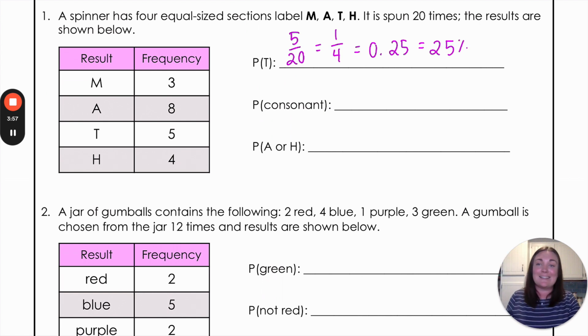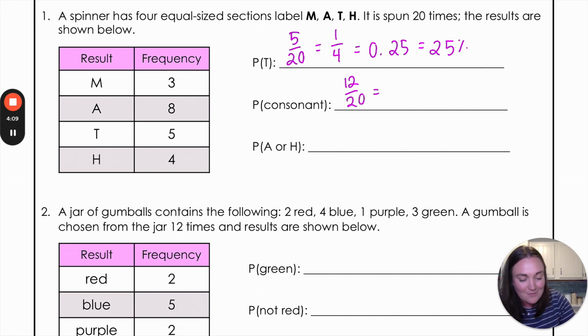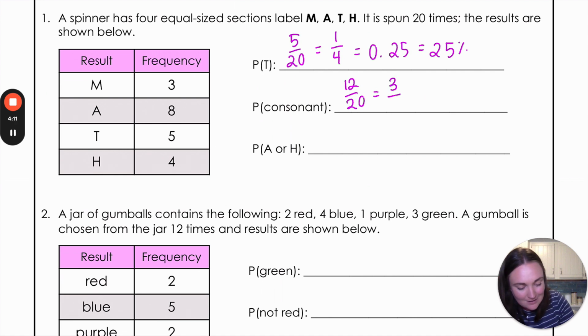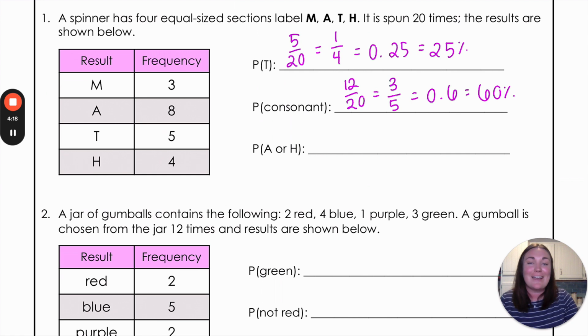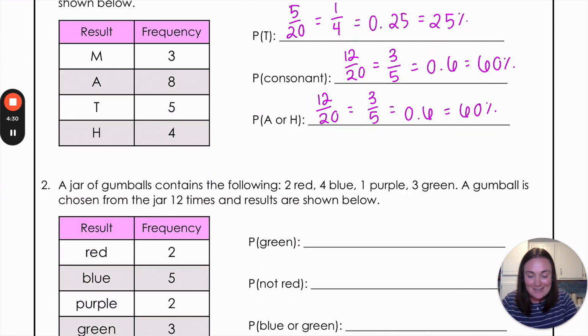All right, a consonant is anything that's not a vowel, right? So our M, T, and H. So 3 plus 5 gives us that 8, plus 4 gives us 12. 12 out of 20 is going to simplify down to give us 3/5, 0.6, or 60%. Okay, go ahead and pause here and try the last one on your own. Okay, so again, we got 12 out of 20. So when we add that A and H together, we get 12. When we simplify, we get that 0.6 or 60%.